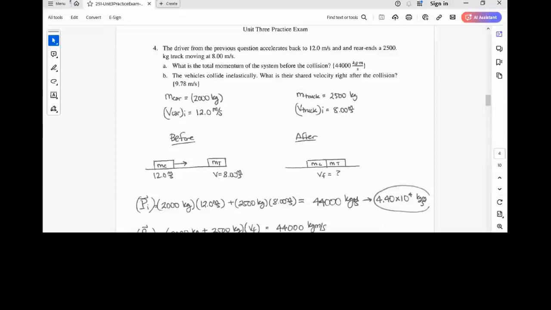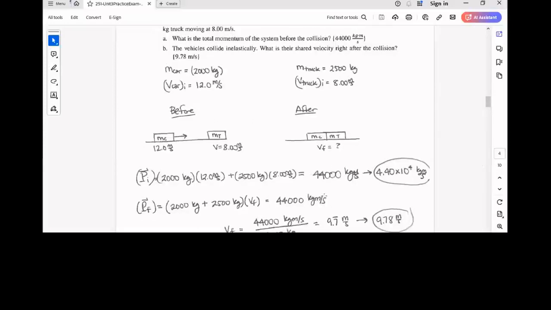So I have the same car from the previous problem, so that's a mass of 2,000 kilograms, and the initial velocity for this collision is back up to 12 meters per second. The initial momentum of our system before the crash is going to be the sum of the momentum of the car and the momentum of the truck. Momentum is just mass times velocity. So the total initial momentum is the mass of the car times the car's initial velocity, plus the mass of the truck times the truck's initial velocity. This gives 44,000 kilogram meters per second, because momentum units are just mass units times velocity units.